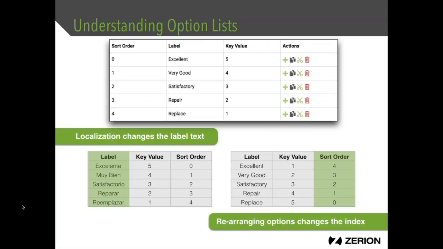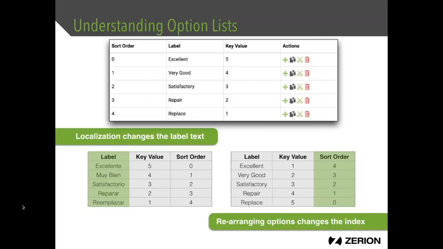What that means is if you were to build out any sort of logic that involved using the label for an option list, and then you added localization on top of that, you would have to be able to account for all of the different languages that have localization enabled for them, which is going to be not feasible.